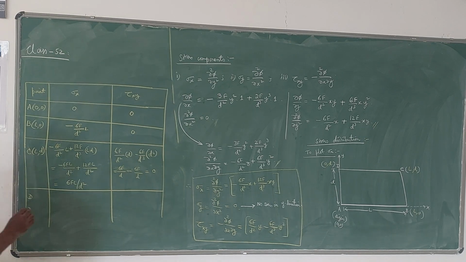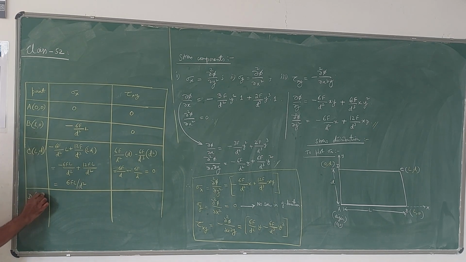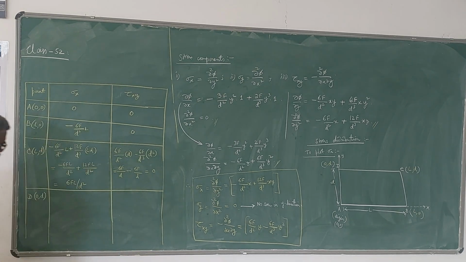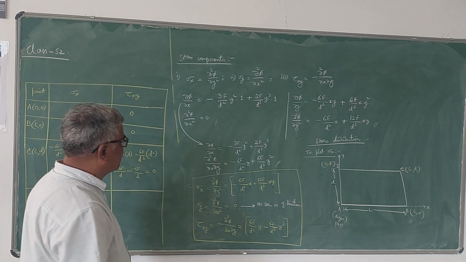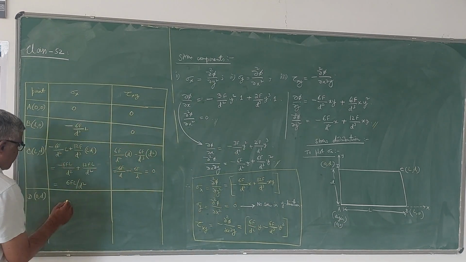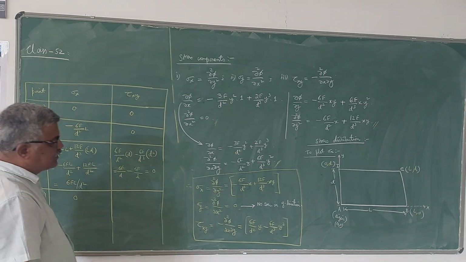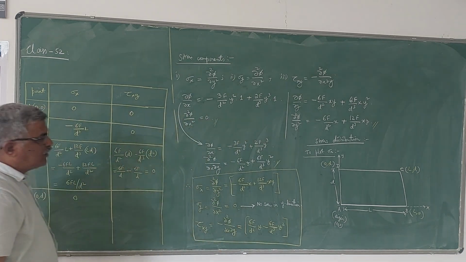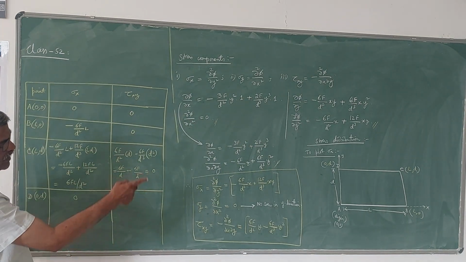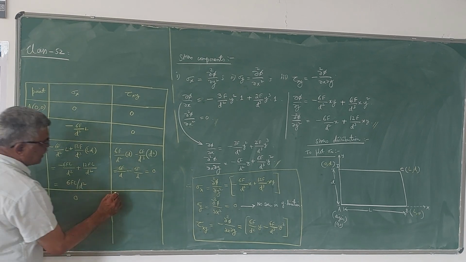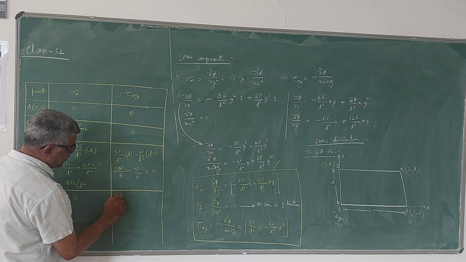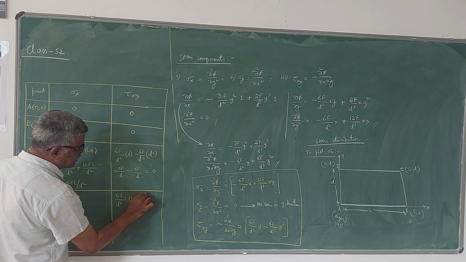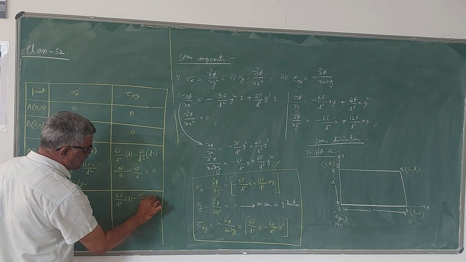Next, D. Point D you have 0 comma D. Put x is equal to 0, y is equal to D. In this, sigma x is 0. For this one, put x is equal to 0, y is equal to D. No, it cannot be 0 here. X is 0, y is D. Same, you will get the same: 6F by D square into D minus 6F by D cube into D square. So it becomes 0.